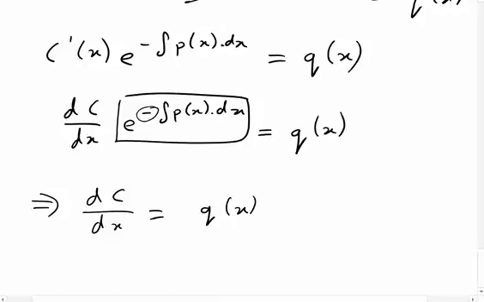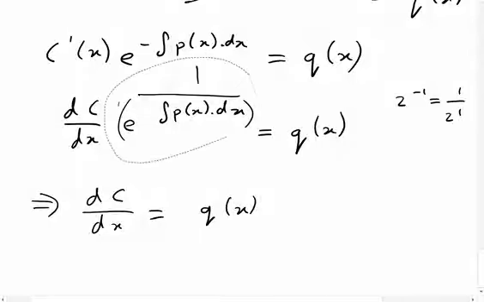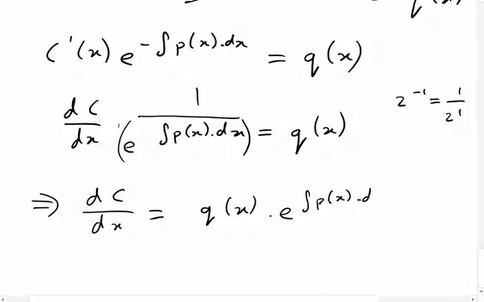Because I've got a minus here, that effectively means it's a bit like saying 2 to the minus 1 is just going to be 1 over 2 to the 1. So the minus here basically means that what I should have is actually 1 over that thing. So effectively, if I'm multiplying through, this should just be times e to the integral of p of x dx.